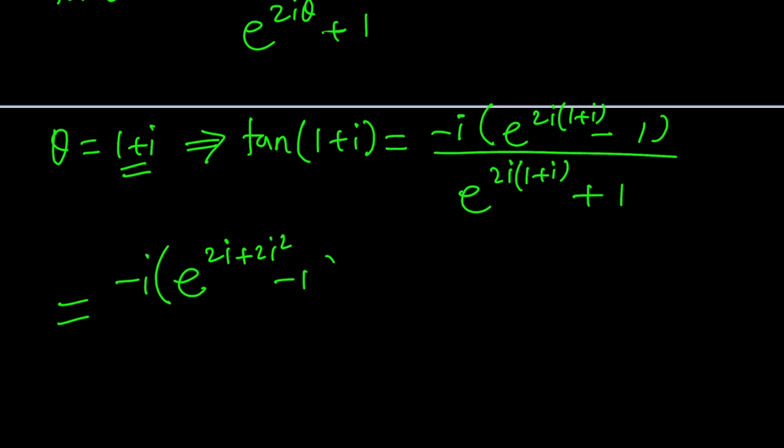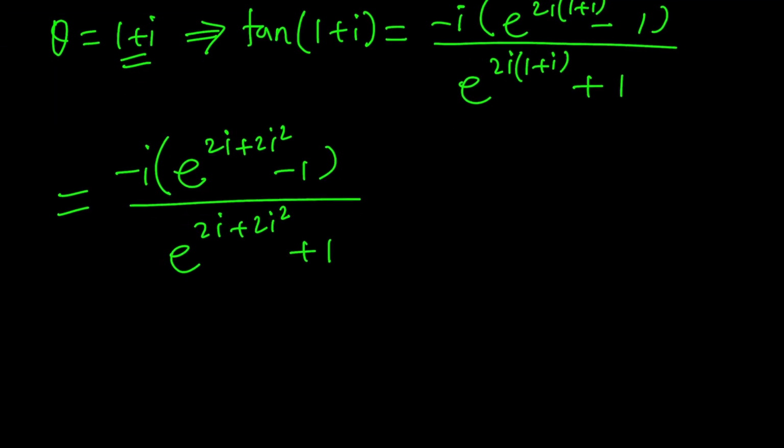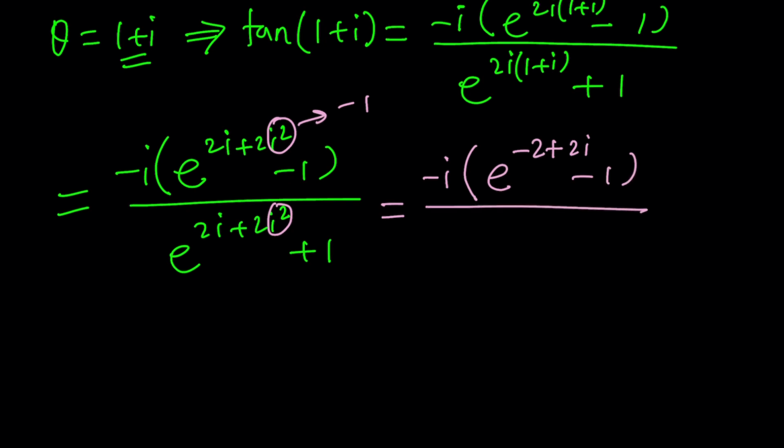I'm going to show my work: minus 1, and then e to the power 2i plus 2i squared plus 1. Now, remember i squared is -1, so we're going to go ahead and replace those with -1. So that's going to become e to the power -2 plus negative i times e to the power -2 from i squared plus 2i minus 1, divided by e to the power negative 2 plus 2i plus 1.